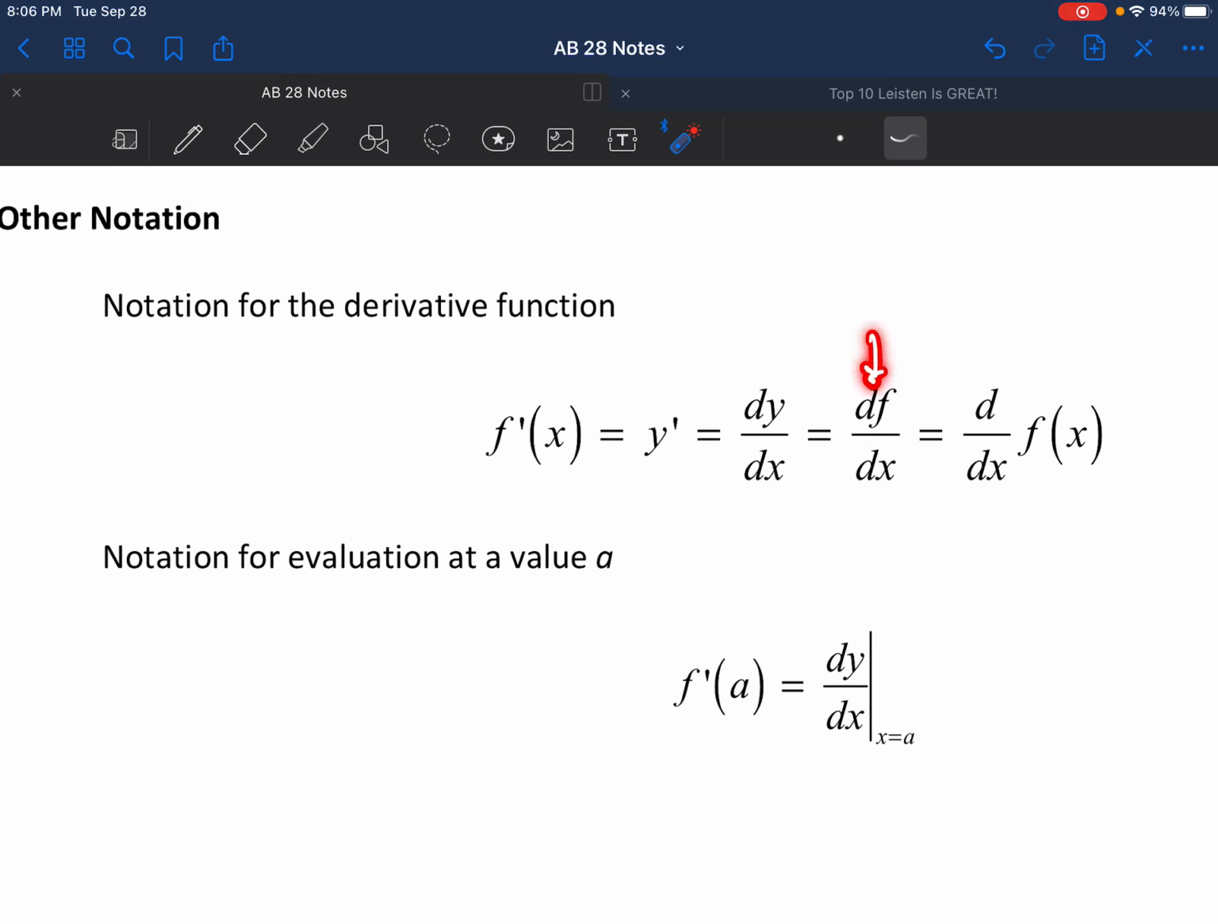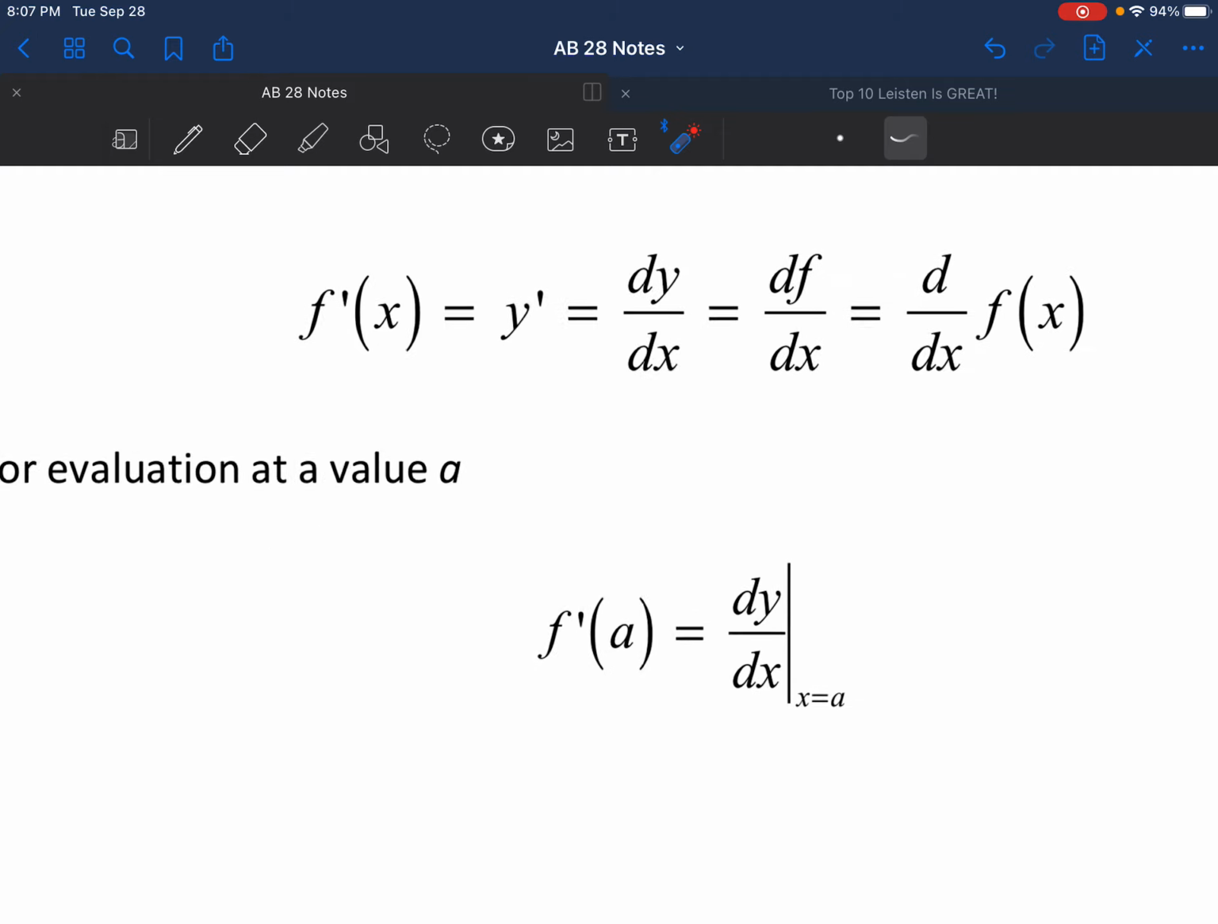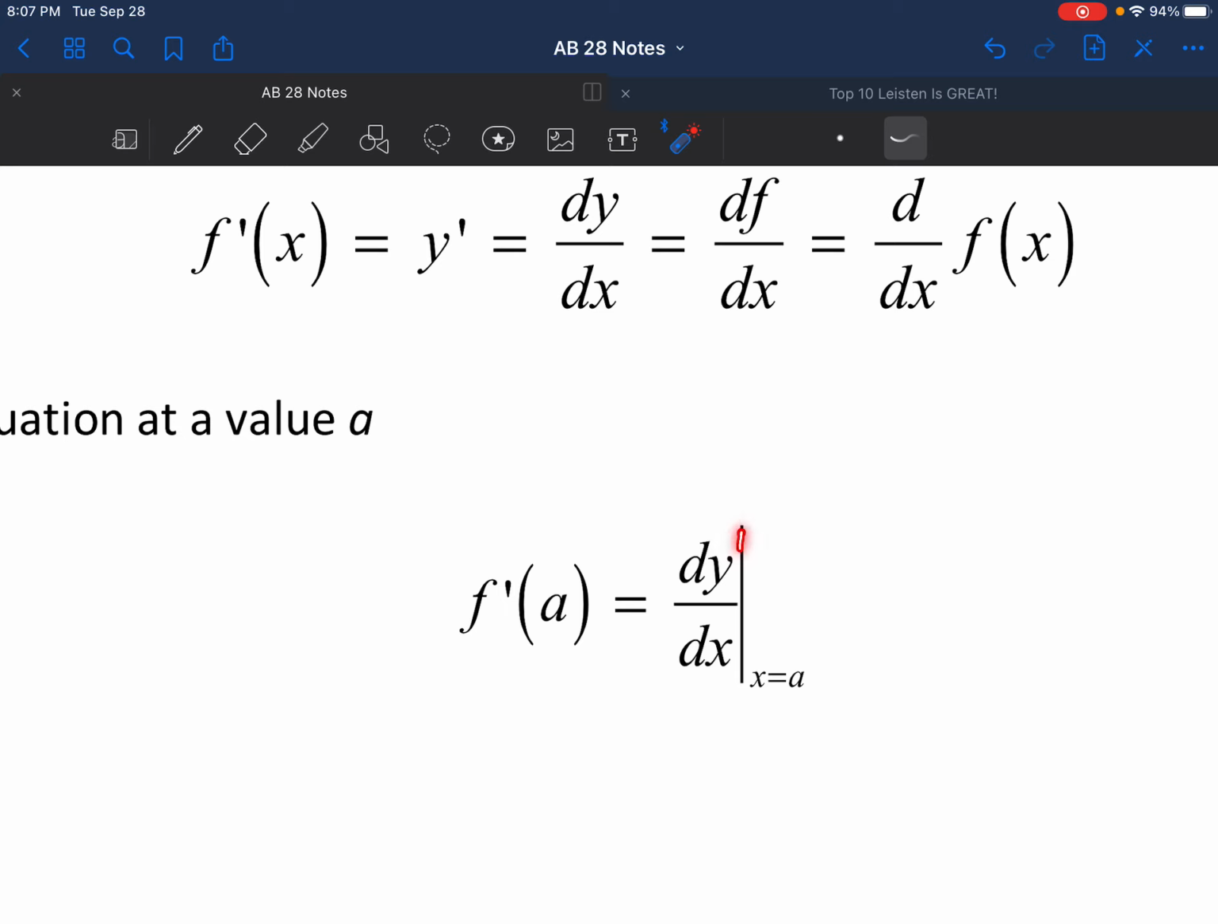We can write that as df dx, meaning the change in f, back to our function label, with respect to the change in x. Or we can treat this as saying d dx. That is the derivative with respect to the rate of change of x. So the derivative in terms of x of a particular function. Another notation for evaluation: we have seen f prime of a, indicating that we are substituting an a. If we use this dy dx notation, we'll use this vertical line, and I'll write x equals a specific value. That's indicating that we are going to plug in a value into our derivative.